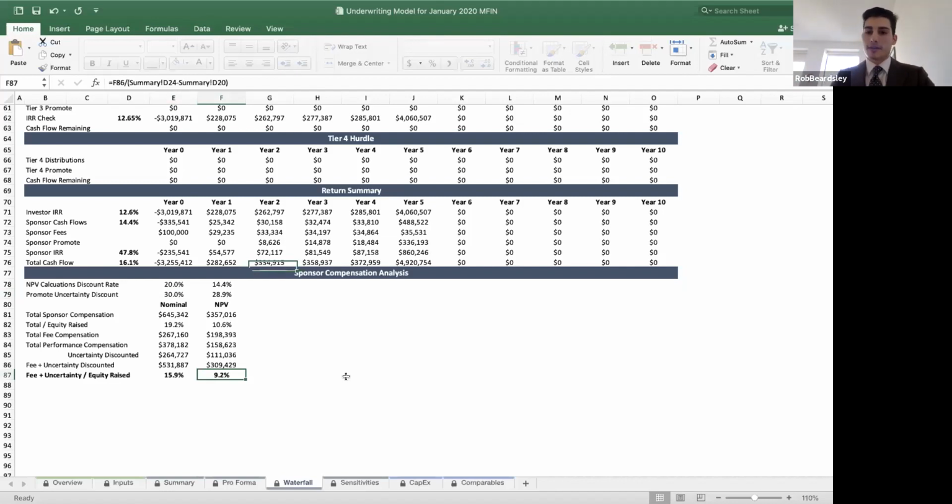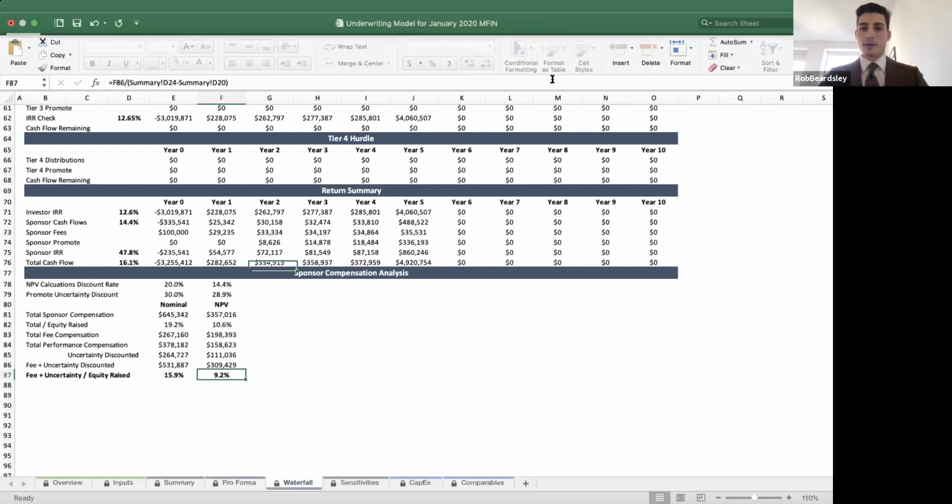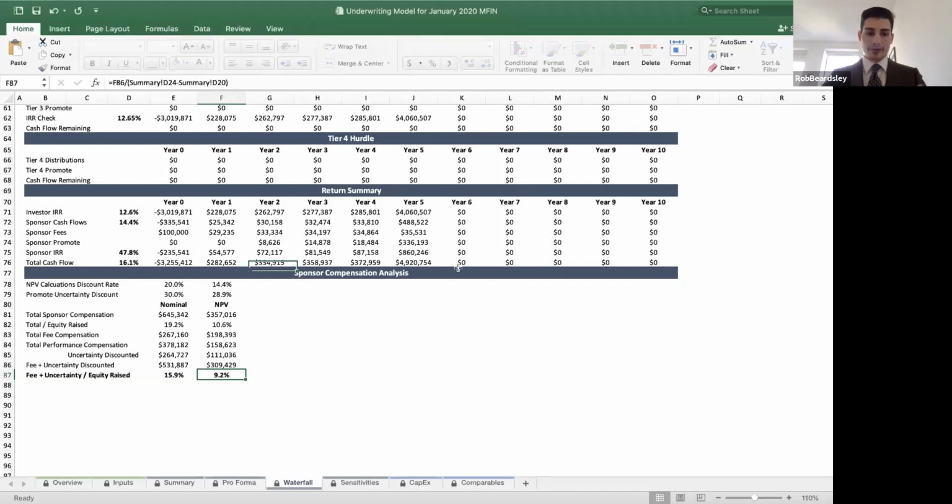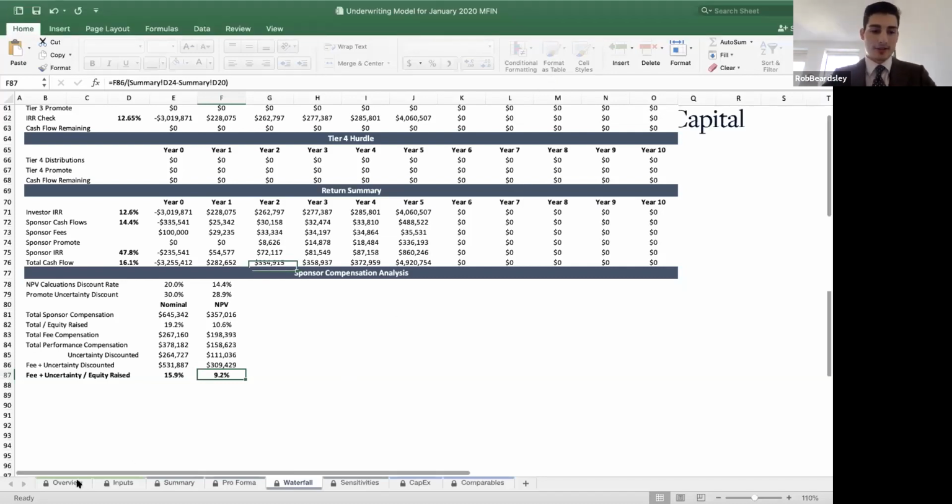Because some people have the conception that sponsors make a ton of money, but that is not necessarily always the case, because there's a lot of work involved. And so as a sponsor, it's important to understand, why am I doing this? How much am I getting? And what if things go wrong? So that uncertainty discount helps, because our underwriting does tend to be a bit more aggressive, and you want to combat that with that discount. So let's jump back here.